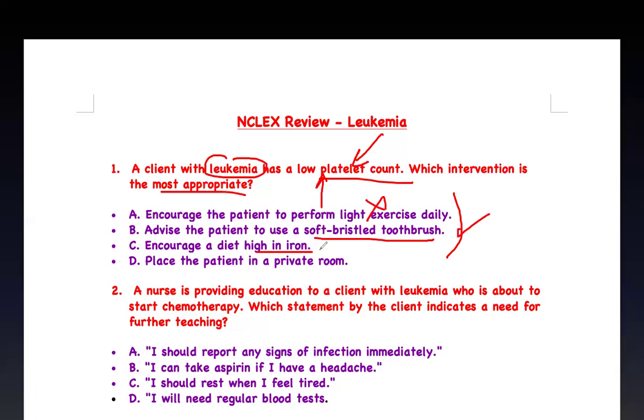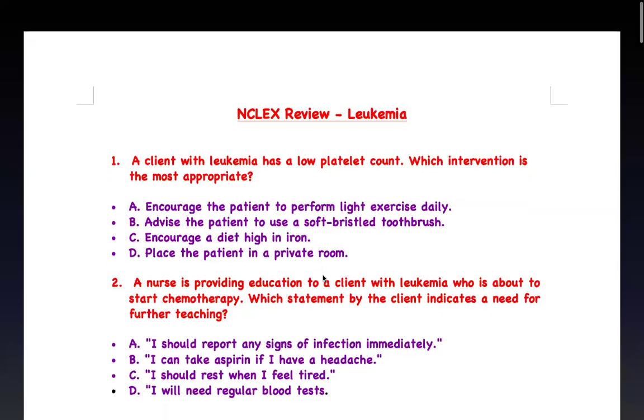Encourage diet high in iron. I'm talking about platelet bleeding. Place the patient in the private room. This is not leukocytes. It's not a problem. So the right answer is B.